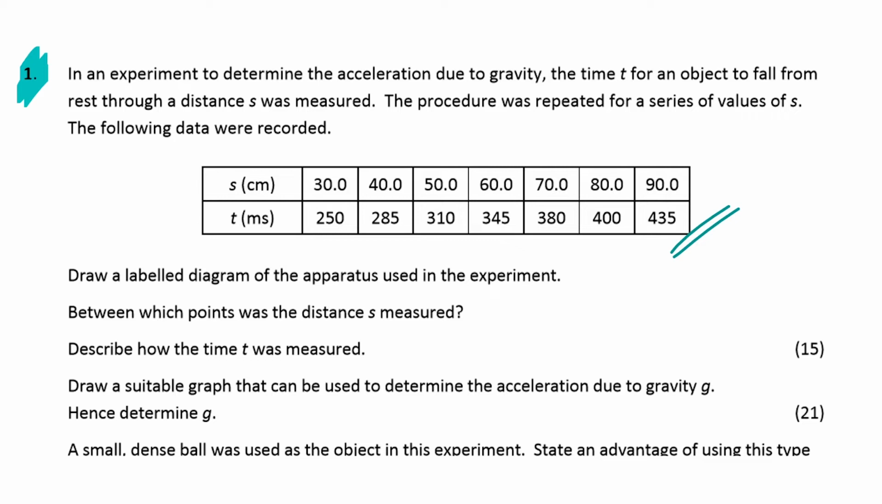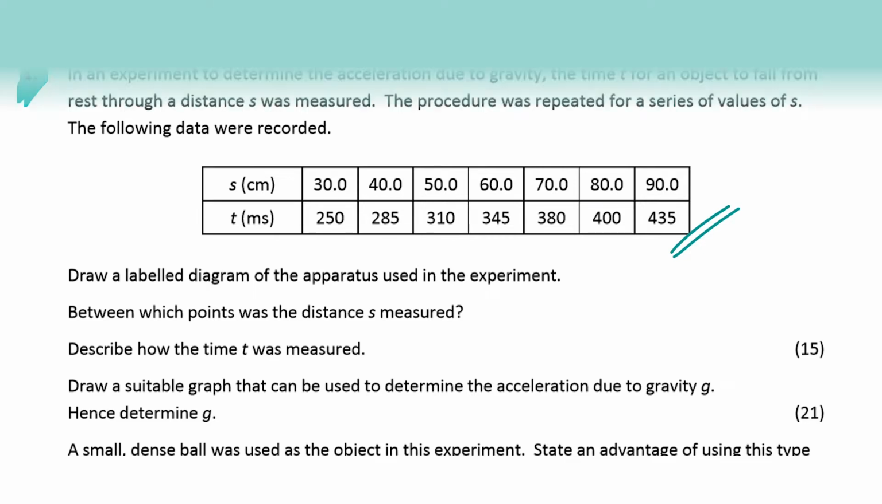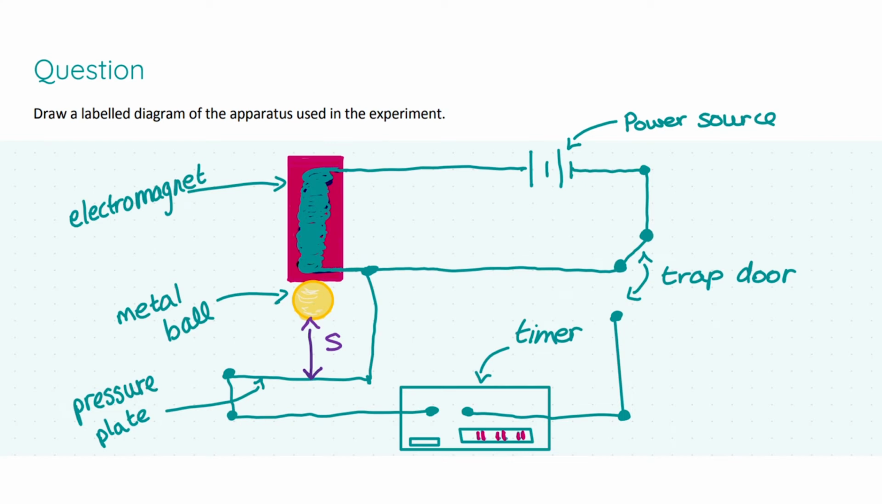So we're given a table of data and we're asked some questions that we're going to answer in this video. So let's get started. The first question is to draw a labelled diagram. I'm going to highlight the word labelled here because it's very important, of the apparatus used in this experiment. And here it is. I've drawn a nice big diagram, as you should in your exam solution booklet. Take up as much space as you need and make it as clear as possible.